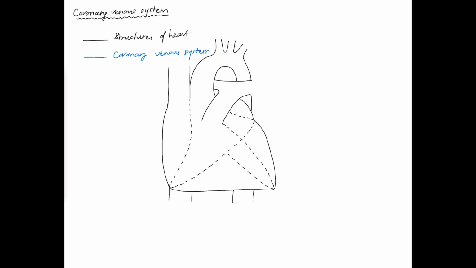All right, and now we will switch the pens to a blue pen in order to draw out the coronary venous system. So the first vein that we are going to draw out is this vein right here that courses within the anterior interventricular sulcus. And this vein would be the great cardiac vein.